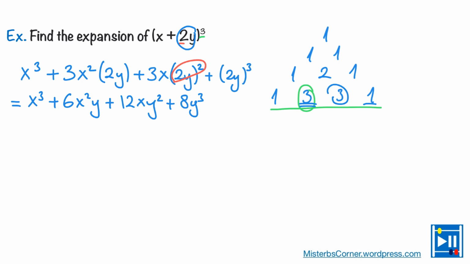So what I do is I just consider this as one single term and make sure that I write the power using brackets for 2y in here and here. And then I just simplify it.